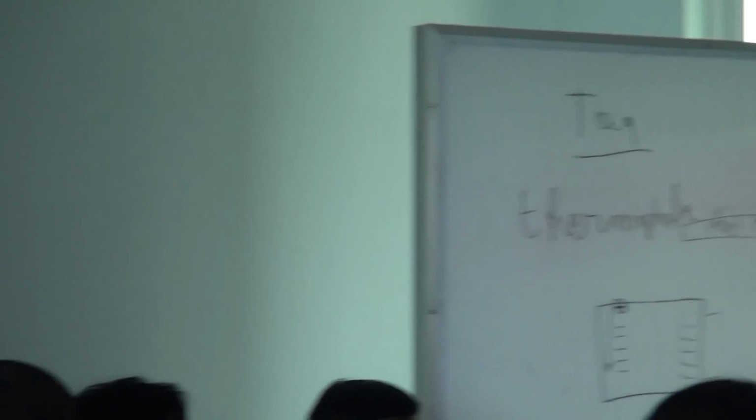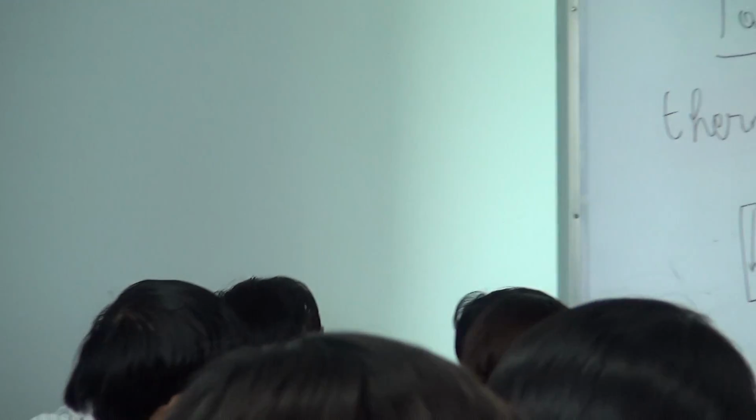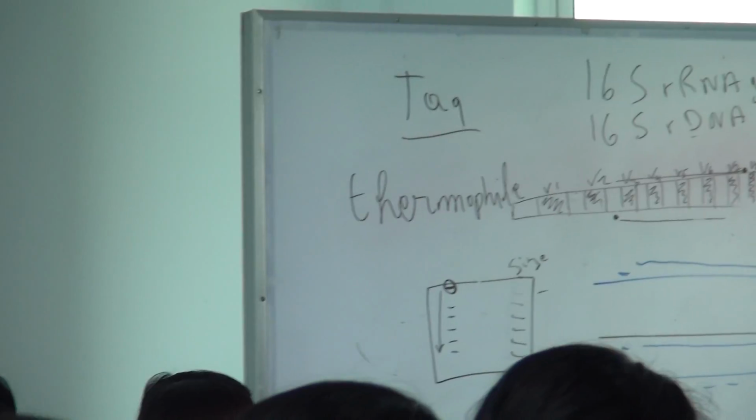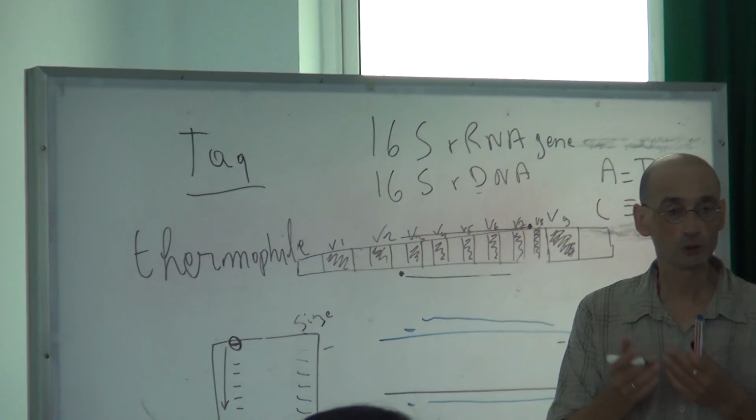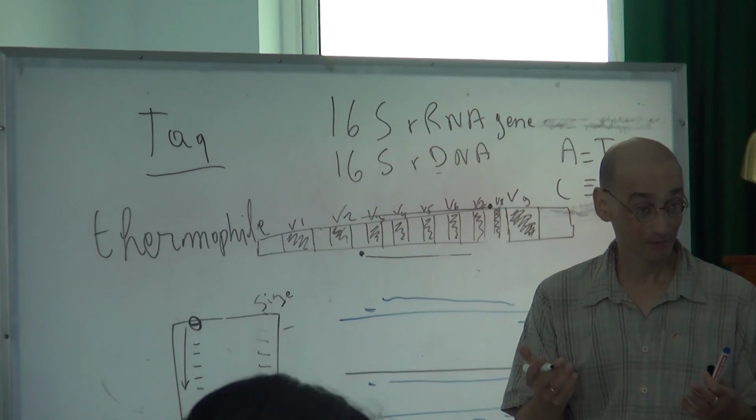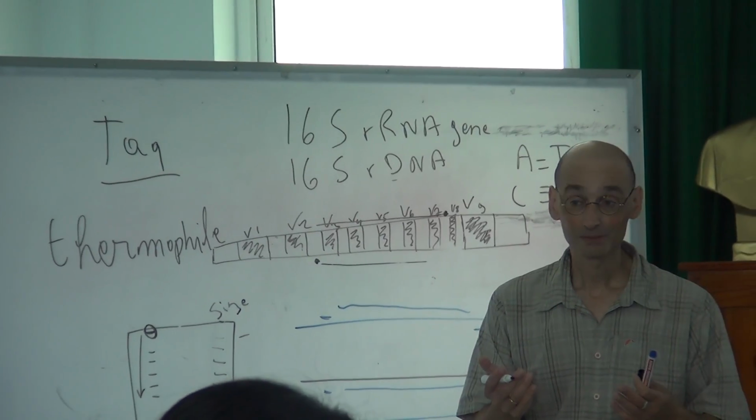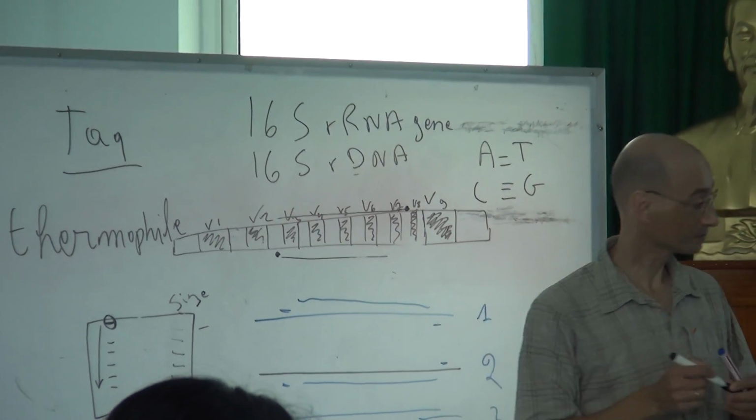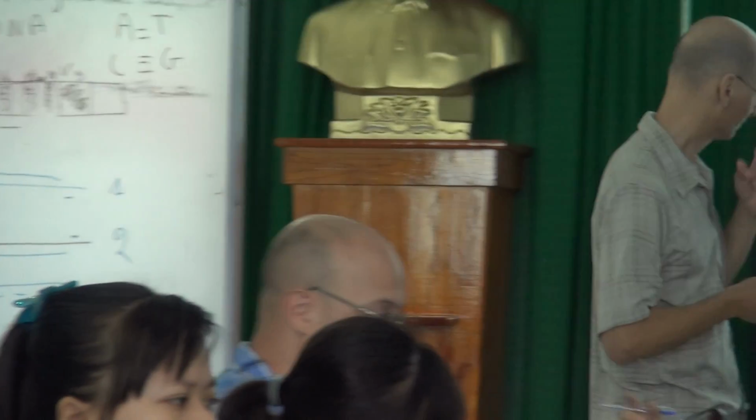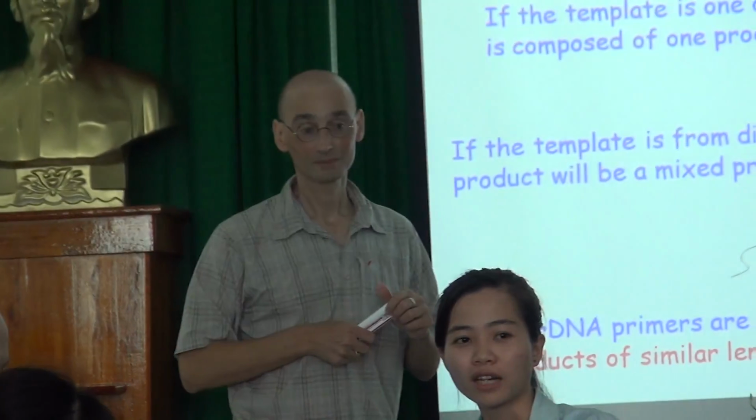So you have a size marker. Gel electrophoresis works by separating fragments of DNA which differ in size. The size marker is a marker of size, and the mechanism of electrophoresis is that it separates DNA based on its size. Okay?